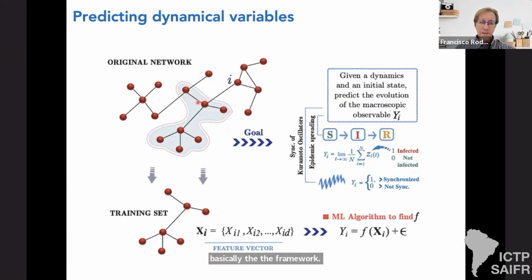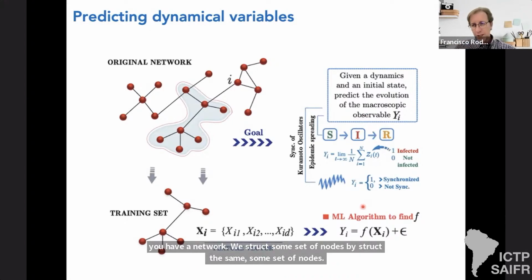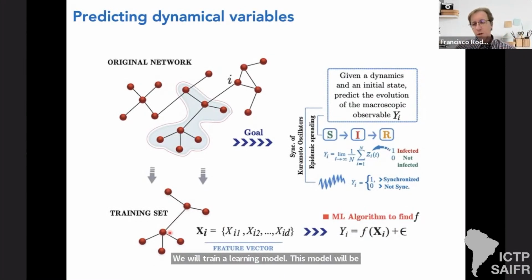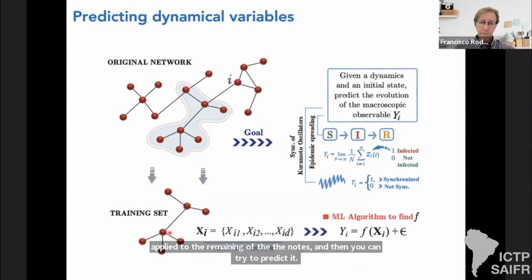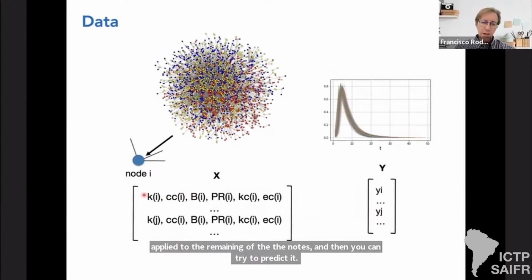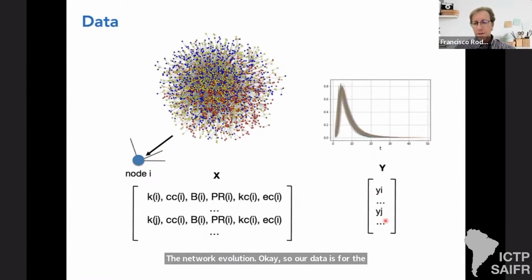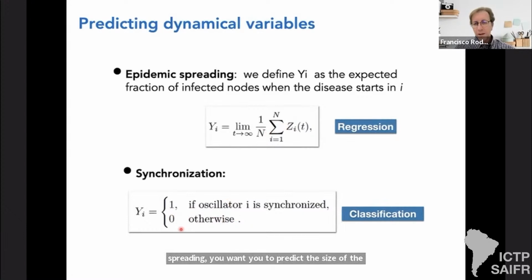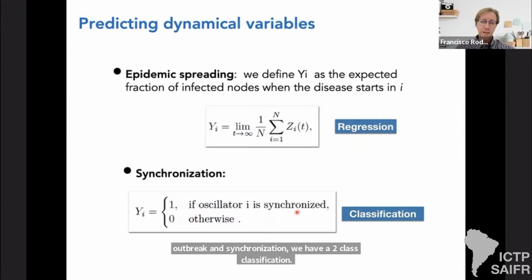So you have a network. We extract some set of nodes. By extracting some set of nodes, we extract some information about the structure and dynamics. We train a learning model. This model is applied to the remaining nodes, and then you can try to predict the network evolution, okay? So our data is, from the network, we extract different features from each node, and our output, our target variable, is the dynamic variable, okay? In the case of epidemic spreading, you want to predict the size of the outbreak, and for synchronization, we have a two-class classification. So you want to predict whether the oscillator will be synchronized or not.